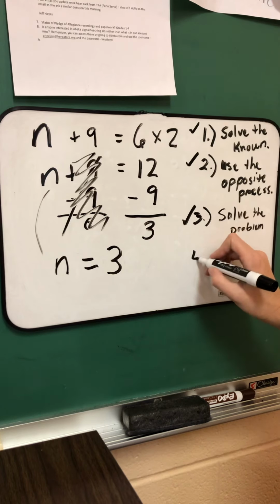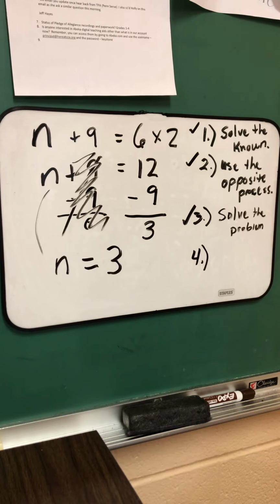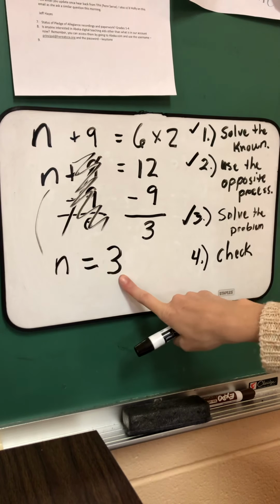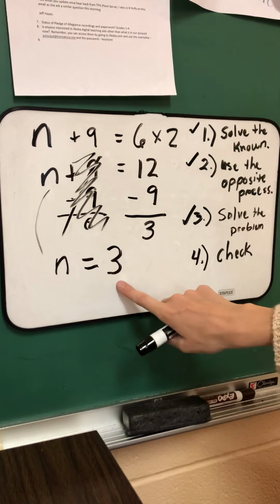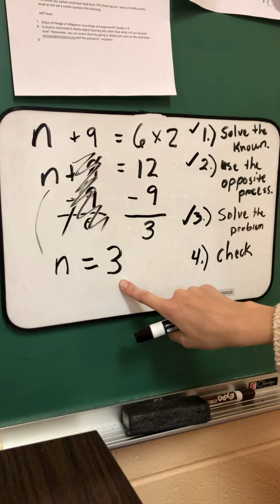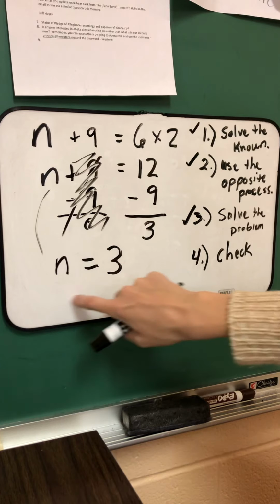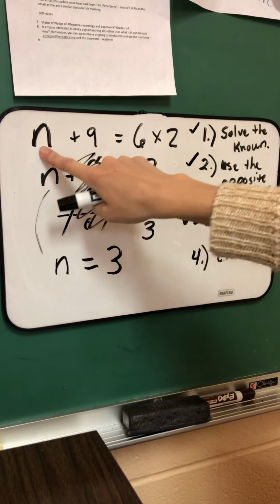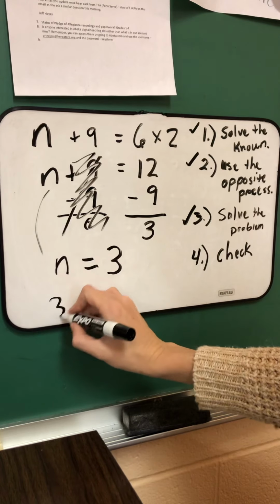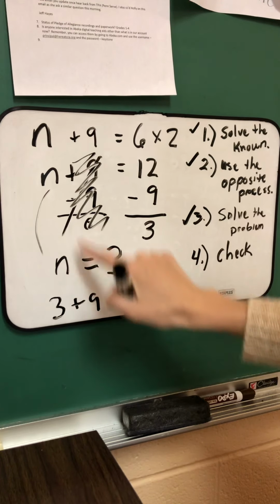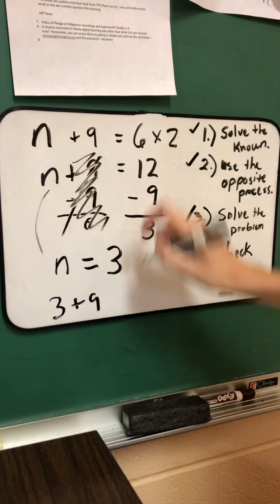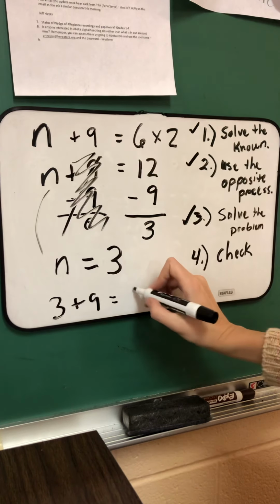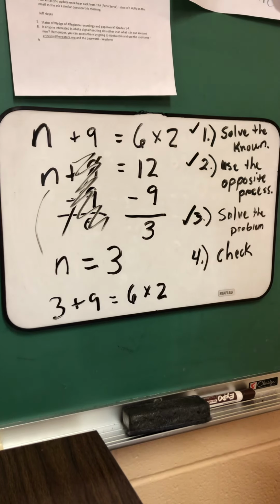The very last step in finding the unknown number is to check. We want to make sure that 3 really is n. We want to make sure that n equals 3. Now that we think it's 3, can't we just plug that back into the original equation to see if they equal out? Let's plug it back in. Instead of saying n plus 9, I'm going to say 3 plus 9 because we think that n equals 3. 3 plus 9 equals 6 times 2.